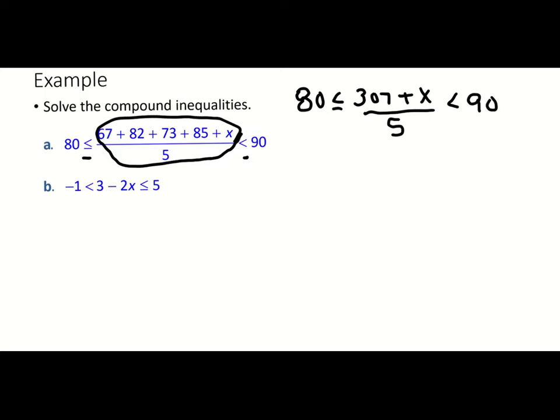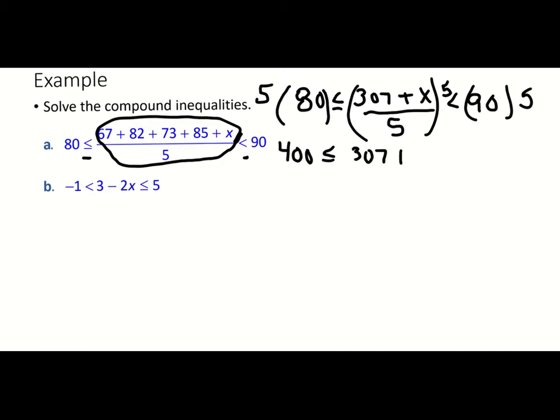So what we're going to do to solve this is first, I would get rid of the 5. They divided by 5, so we're going to multiply everything by 5. Or think of it as like 5 over 1. So 80 times 5 is going to give us 400, is less than or equal to, and then 307 plus x divided by 5 times 5 will just leave us with 307 plus x, which is less than 90 times 5 is 450.